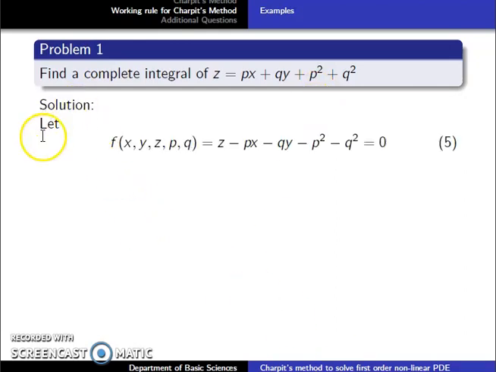Now the solution. Our first step is, first you have to write down f is equal to 0. So take all the terms to the left hand side and equating to 0, we get f of x, y, z, p, q is equal to z minus px minus qy minus p square minus q square is equal to 0. Equation number 5. In continuation of the above numbering, it is taken as 5.